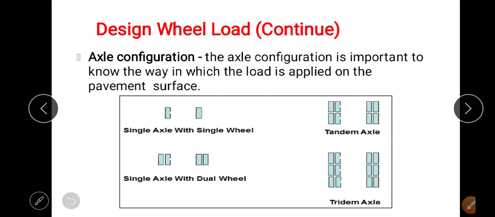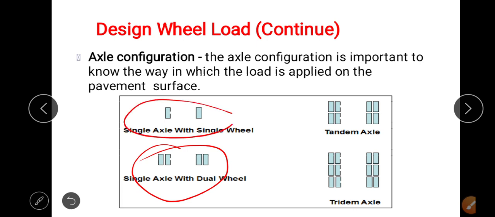Design wheel load. For that we have to see axle configuration. A scooter has only 2 wheels, we know. An auto rickshaw has 3 wheels with a single tire, both front and rear. Whereas in the case of buses, it is not so. You must have seen the front wheels will be of single tire, whereas the back wheels are of dual wheel, like this dual wheel. Scooter, auto rickshaw, even a passenger car are of single wheel, both at front and rear.